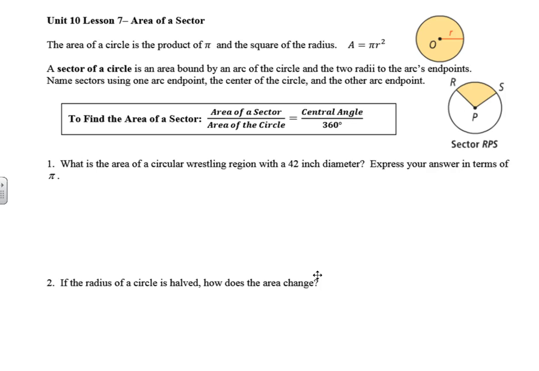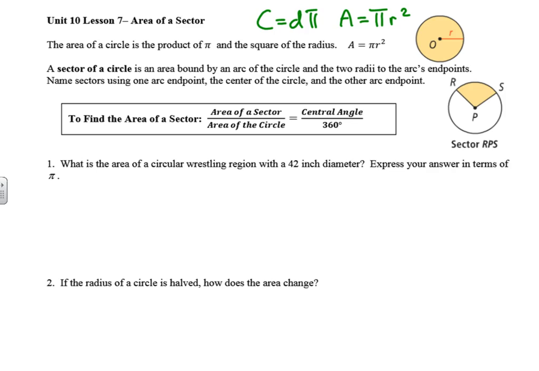We're wrapping up Unit 10 today, Lesson 7. We're going to talk about the area of a sector. When we're talking about a circle, the area of a circle is the product of pi and the square of the radius. Sometimes you'll hear me say apple pies are 2, just as a way of remembering those two formulas, like circumference, cherry is delicious pie, apple pies are 2.